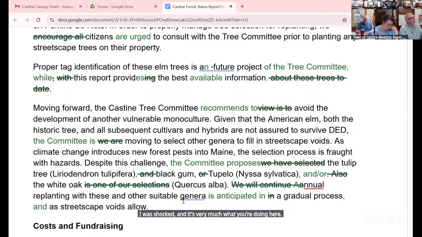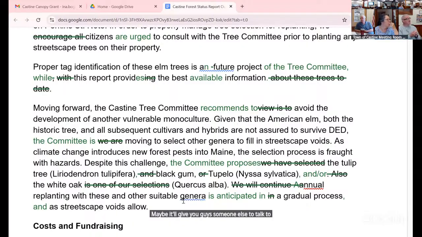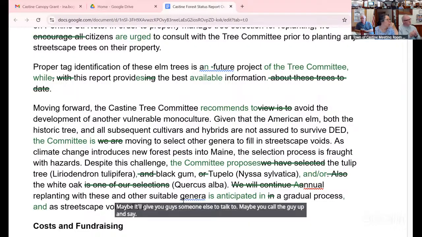But it was, because it was online, it's open to the public. And then I was like any forester, I'm like, ooh, what's that tree? What's that over there? Then I got lost in this dark black hole of not knowing. But it was interesting that they listed that. Might give you some other ideas. Maybe it'll give you guys someone else to talk to. Maybe you call the guy up and say, why do you choose these trees for where you put them? Because that's really what you're looking for, right?